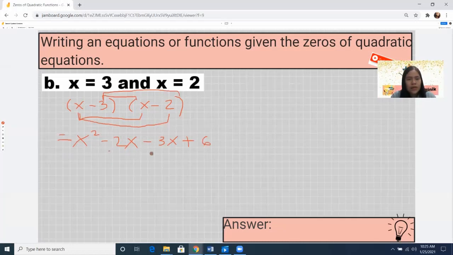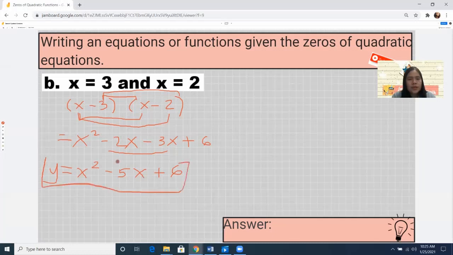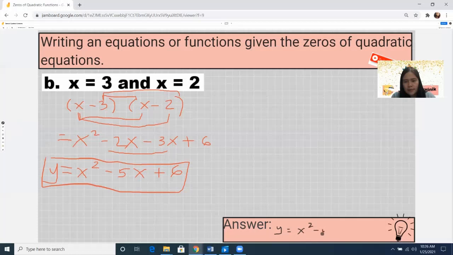Then we have two linear terms which we can combine. The answer is x squared, negative 2x minus 3x is negative 5x. Careful with your signs, and then plus 6. There you go, that is the answer. This is a quadratic equation. Let us write our answer in the box so that we can highlight it. The answer is y is equal to x squared minus 5x plus 6.